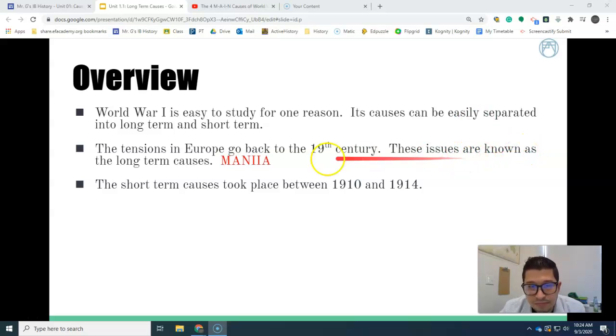Okay? There is an acronym to remember the long-term causes of World War I. This is an acronym that I'll make reference to for the full 2 years of this course, and it's called MANIA. Each letter in the word MANIA is going to stand for another long-term cause of World War I.